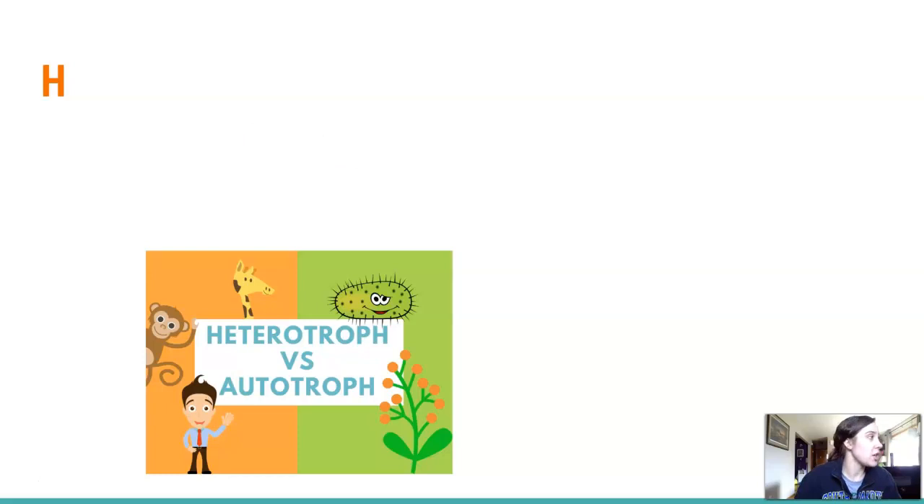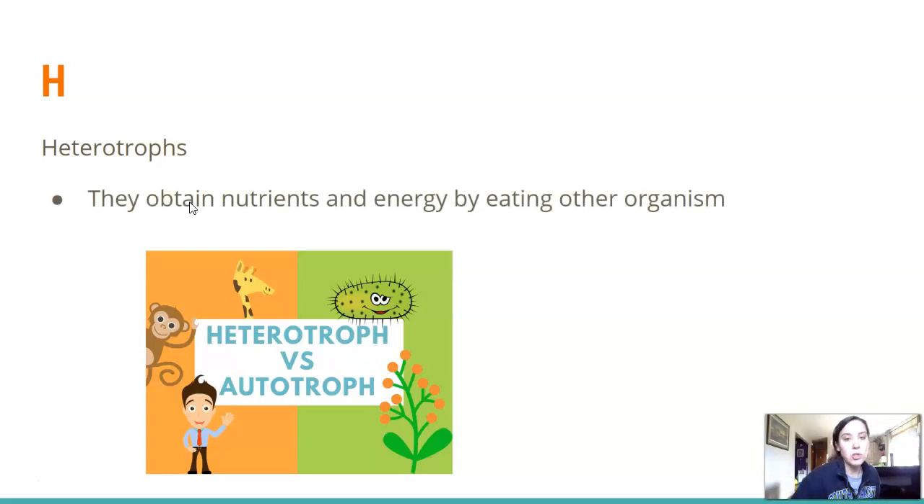First is H, I want you to think of heterotroph. Heterotrophs obtain nutrients and energy by eating other organisms. If you remember, an autotroph creates their own energy and creates their own ways in order to live and survive. Whereas a heterotroph, like we are heterotrophs, us as humans, we need to get our energy and our nutrients from other organisms. We need to eat other things.